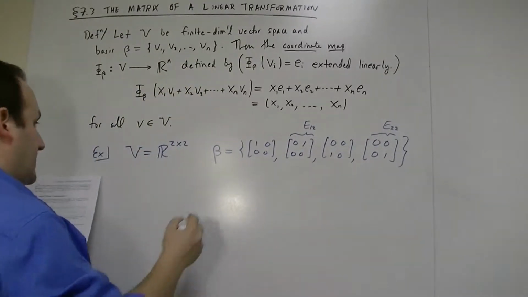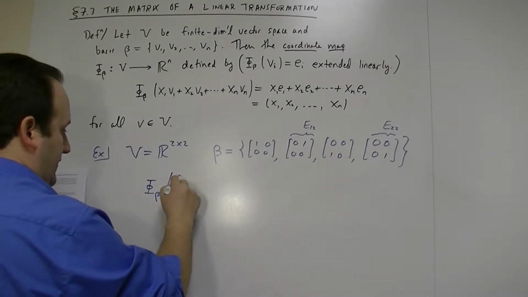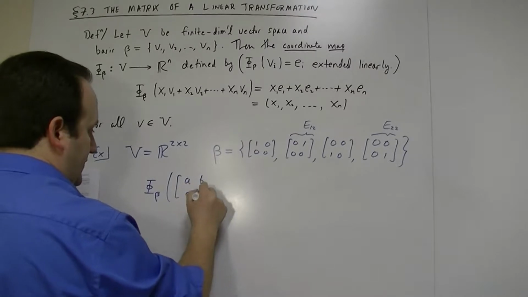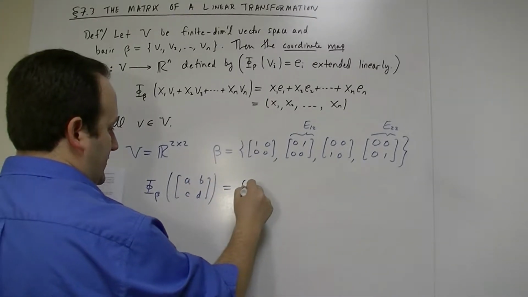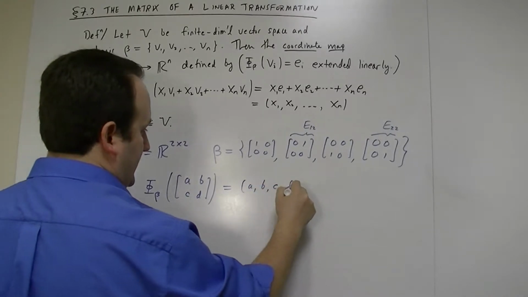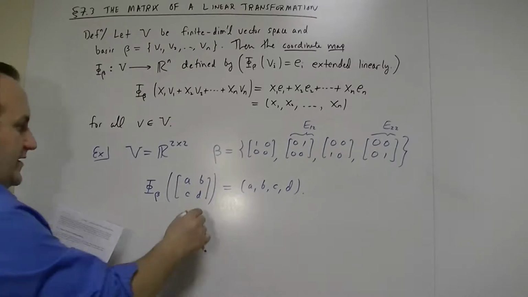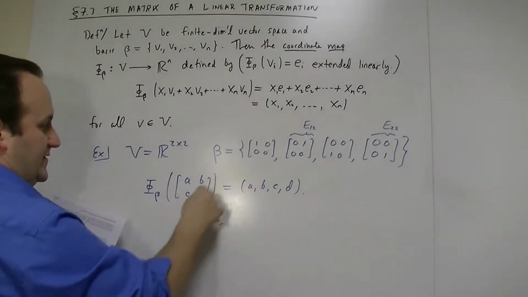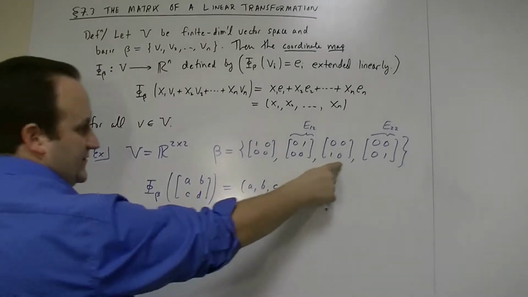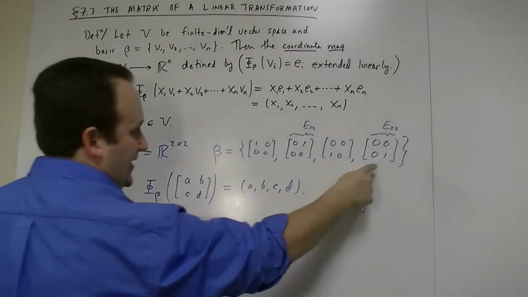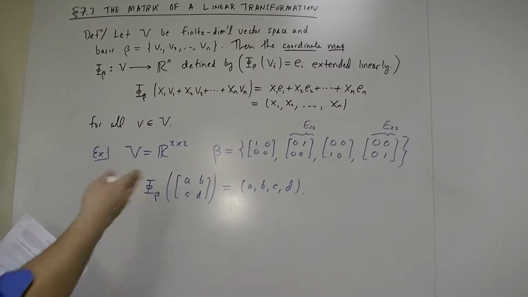All right, then in this case, the coordinate mapping of the matrix labeled a, b, c, d would actually just be (a, b, c, d). Because, of course, I can write this as a sum of a times this, plus b times that, plus c times this one, plus d times that one. That's the coefficients of the linear combination. So that's the coordinate mapping there.